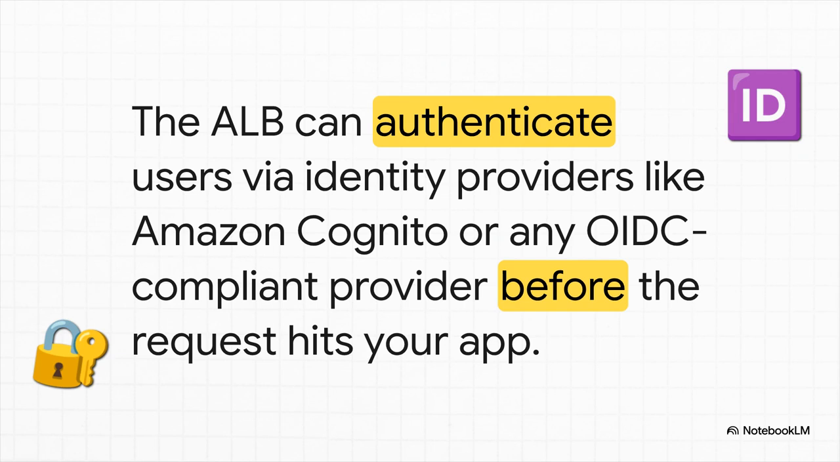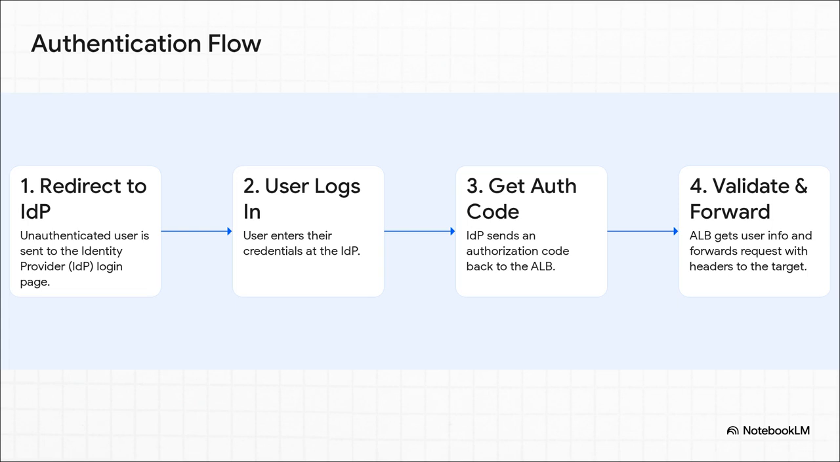The ALB can integrate directly with identity providers that use the OpenID Connect standard, or OIDC. That includes services like Amazon Cognito, Auth0, or even social logins like Sign In with Google. This means the ALB handles the entire complicated login dance, and your application can just focus on what it does best. The flow is actually pretty straightforward from a high level.